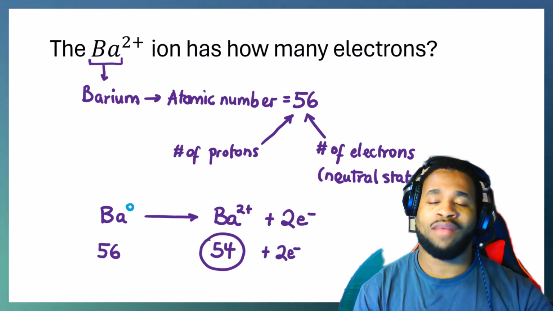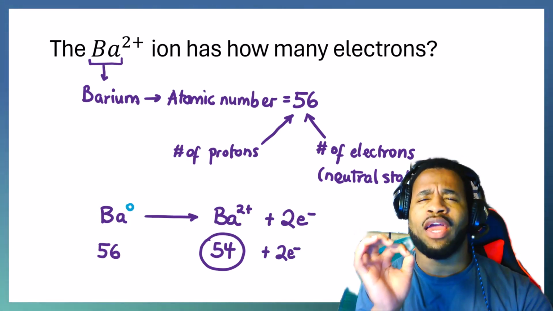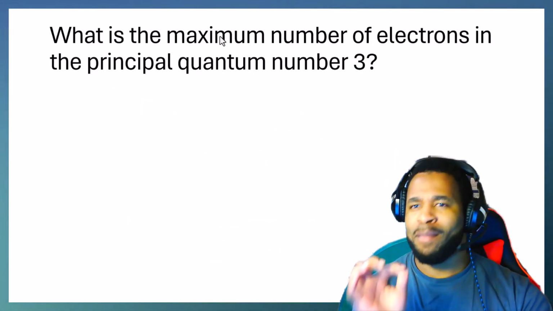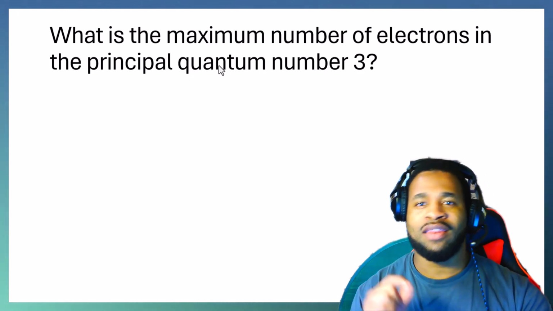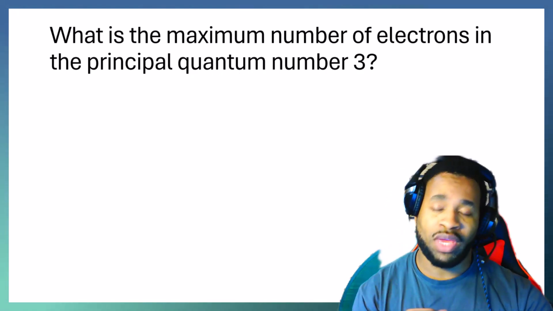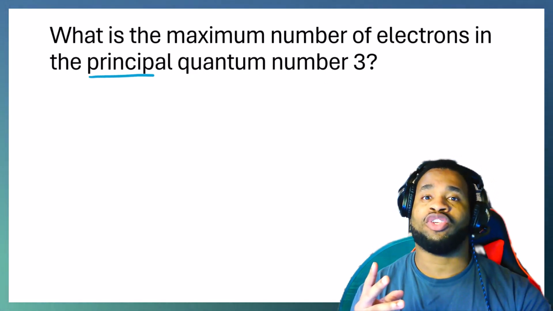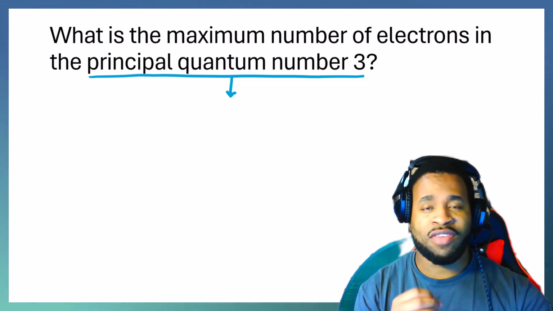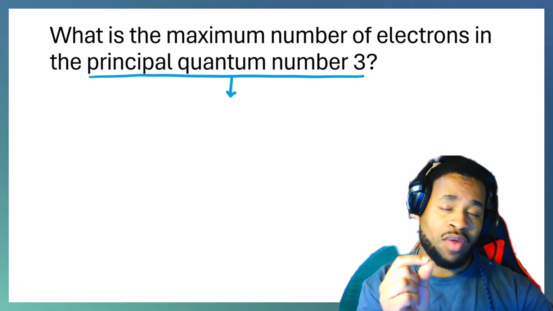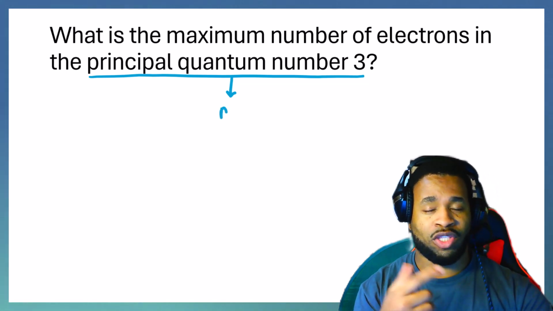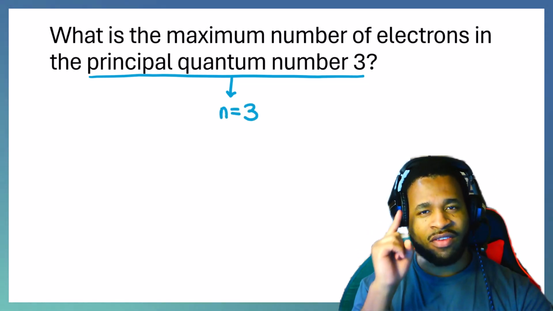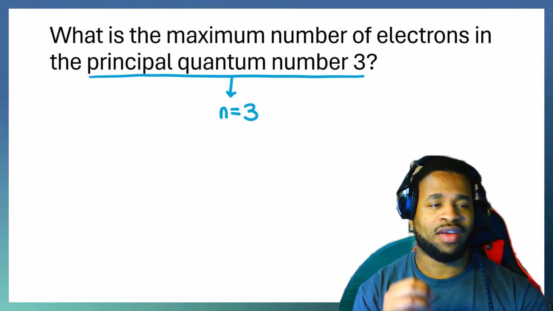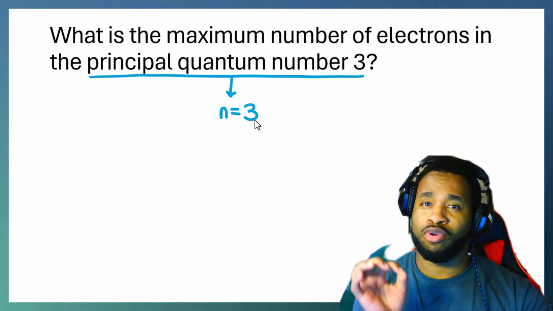Now, next, you're given a question in this particular format: what is the maximum number of electrons in the principal quantum number 3? To address this question, we need to know what the principal quantum number 3 represents. This is represented by the variable n, the principal quantum number, the first, take note, of the 4 quantum numbers we have, and here it is equal to 3.